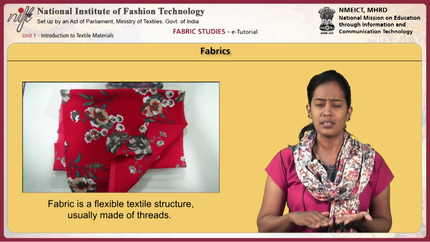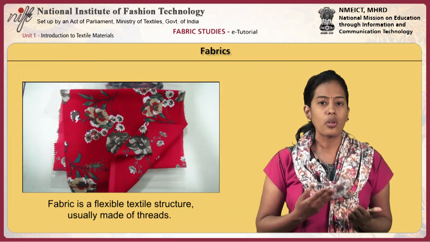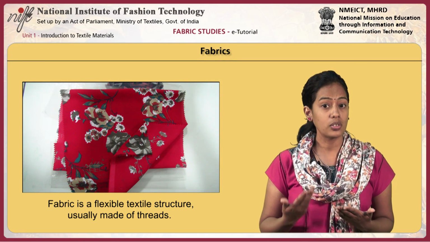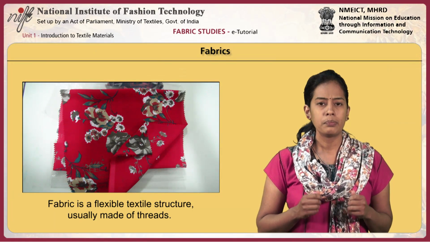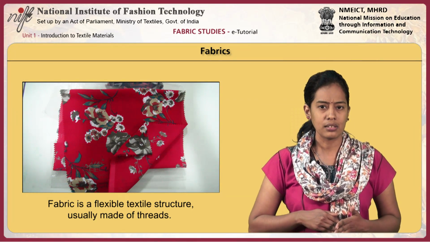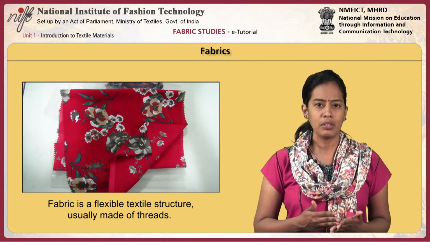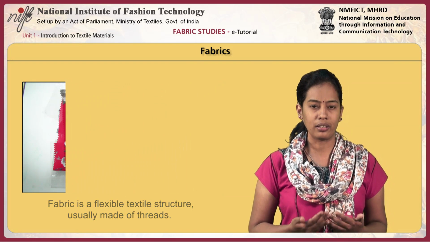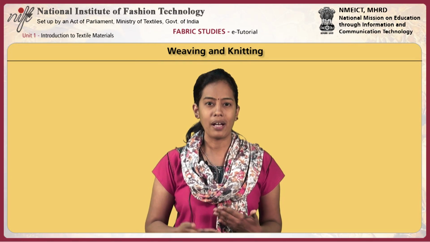Fabric is a flexible textile structure usually made of threads. Clothing fabric of ancient man dating back to thousands of years was made of fibers directly. Primitive methods of making fabric involve applying heat, moisture and physical force to animal fibers in order to interlock themselves and make a fabric. Fabrics may be made either by weaving or by knitting.